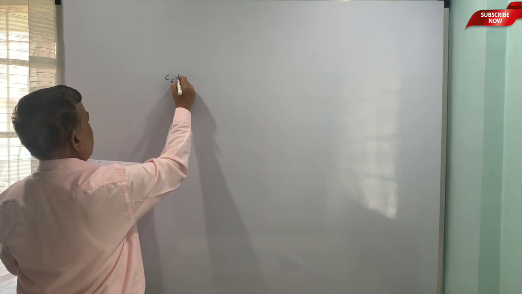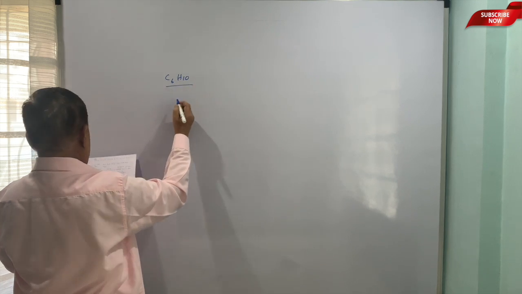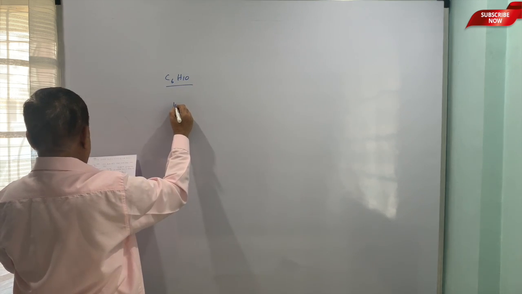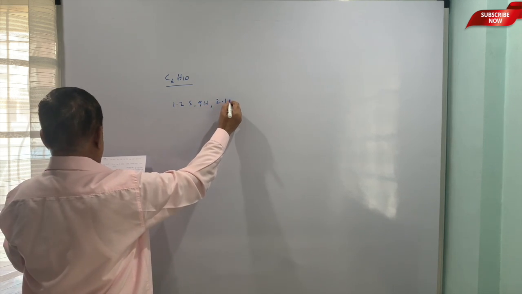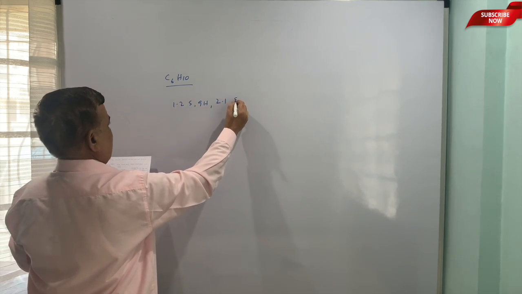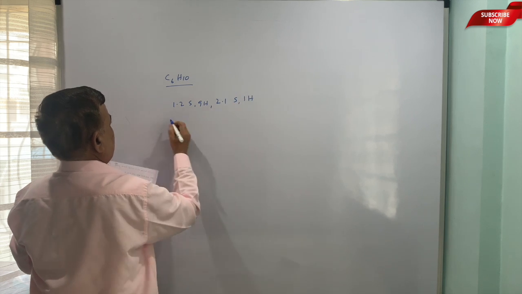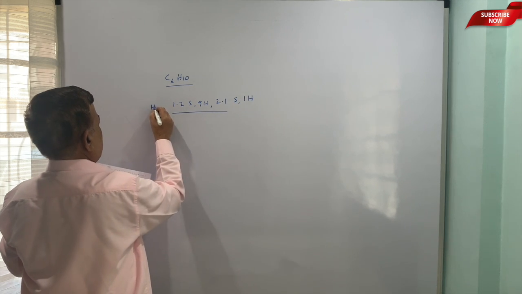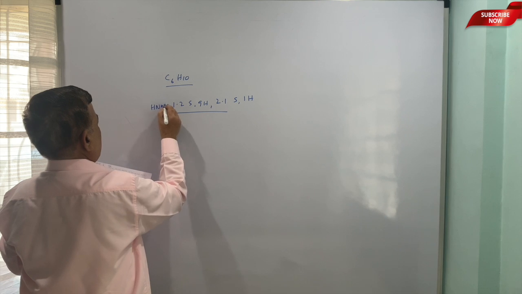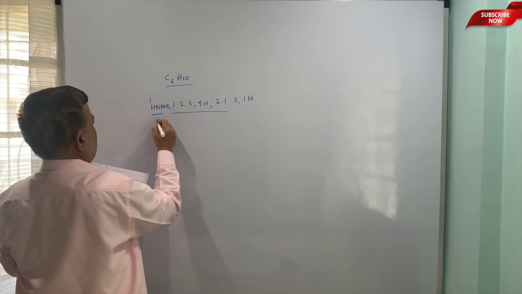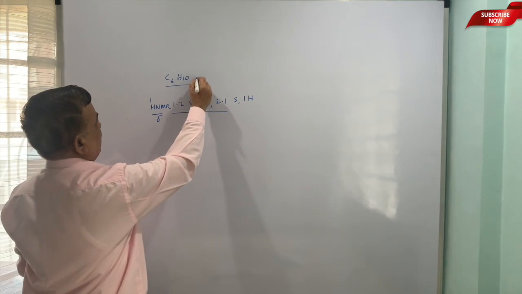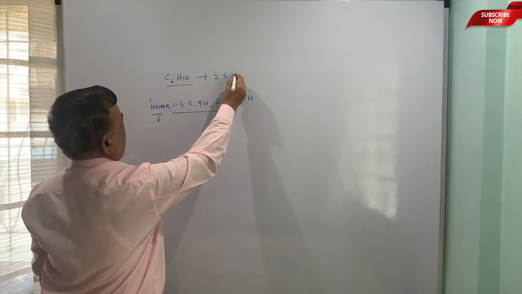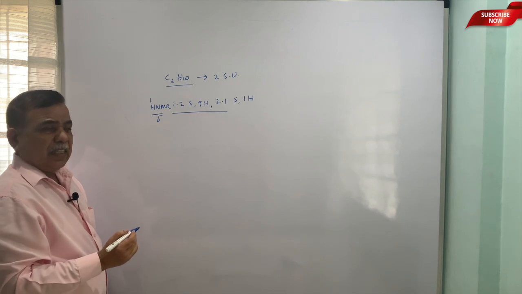C6H10, and then 1.2 singlet 9 proton, 2.1 singlet 1 proton. This is proton NMR delta. C6H10, two degrees of unsaturation, that is the first thing.